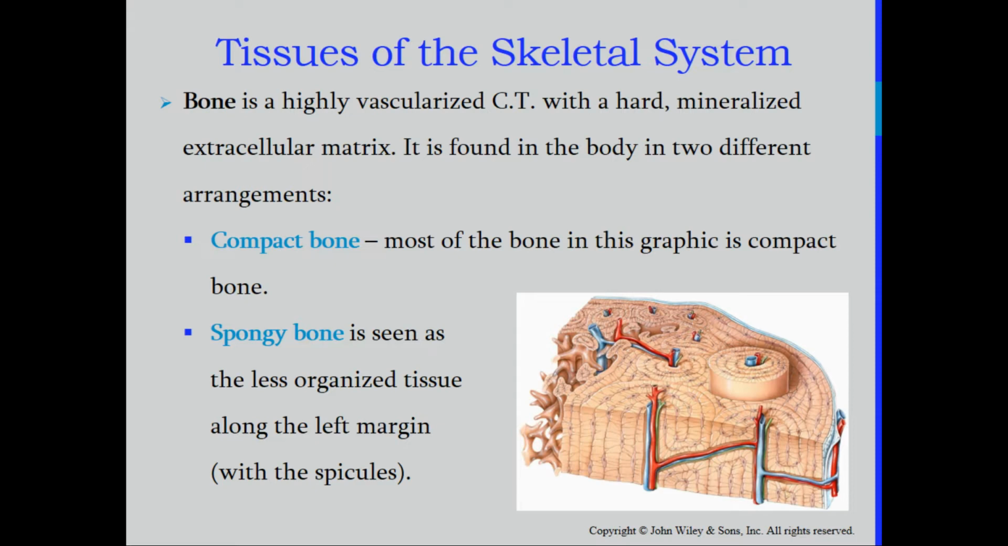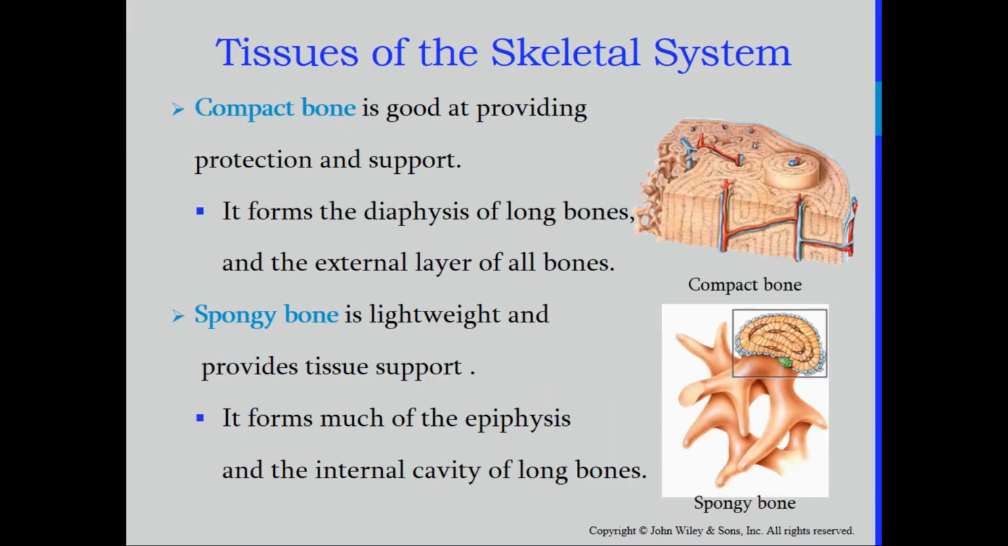Most of the bone in this graphic is compact bone. So as we look here, all of this area is compact bone. Spongy bone is this network of bone right there. And over the next few slides, we will talk about the difference.